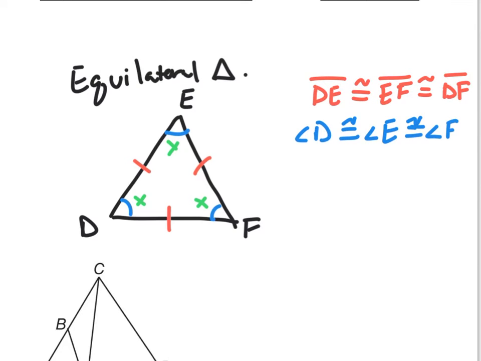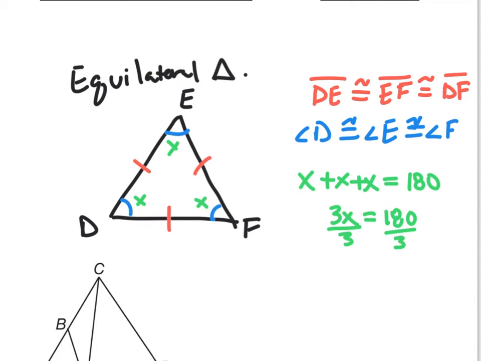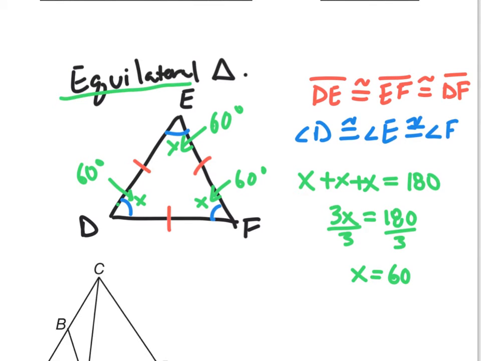If I wanted to find the measure of these angles, then I have the equation X plus X plus X is equal to 180, so 3x is equal to 180. I'm going to divide both sides by 3, so x is equal to 60. Each measure here is 60 degrees. If they're all equal, then they all have to be 60 degrees, and that's true for any equilateral triangle. So if you know it's equilateral, then we know all of these properties.